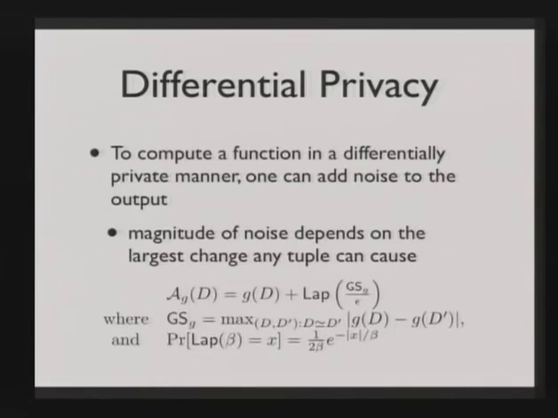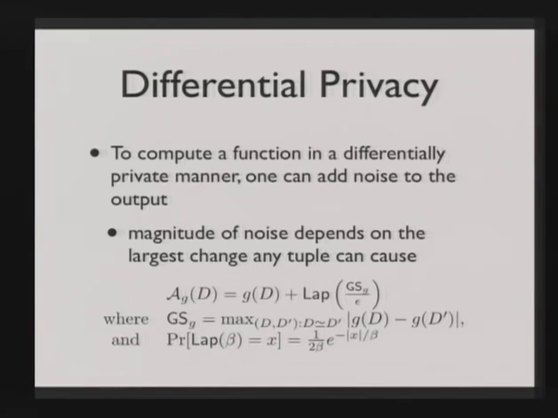So let's say we have some function that we wish to compute in a differentially private manner. If this function releases some integer, some fraction, some real number, then we can simply add noise to this number, and we choose this noise carefully such that we guarantee the privacy of any individual in the data set from which we are computing this function. So how can we choose this noise in a way to guarantee privacy? Well, we can add noise proportional to the maximum change any particular individual can make on the data set.